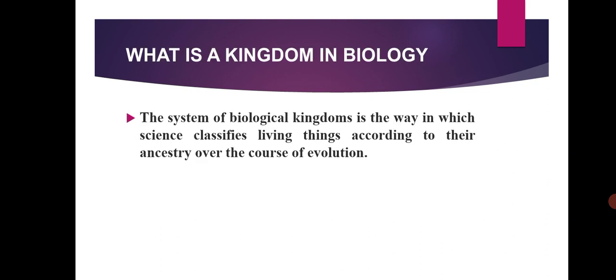Let's find out the word kingdom. Kingdom means biggest category. In the kingdom system, science classifies living things according to their ancestry over the course of evolution.